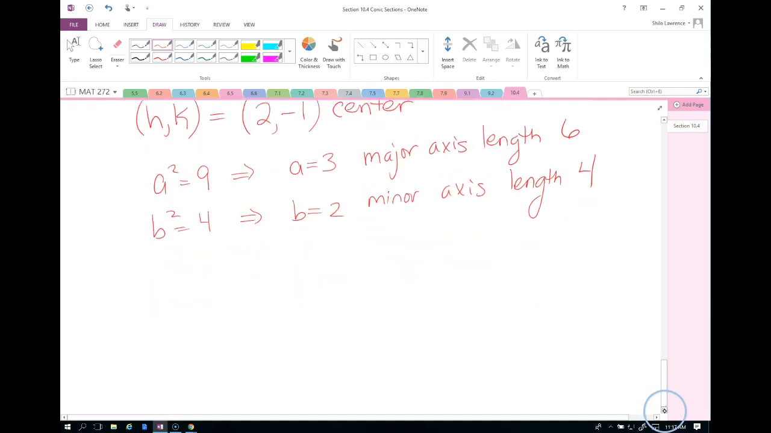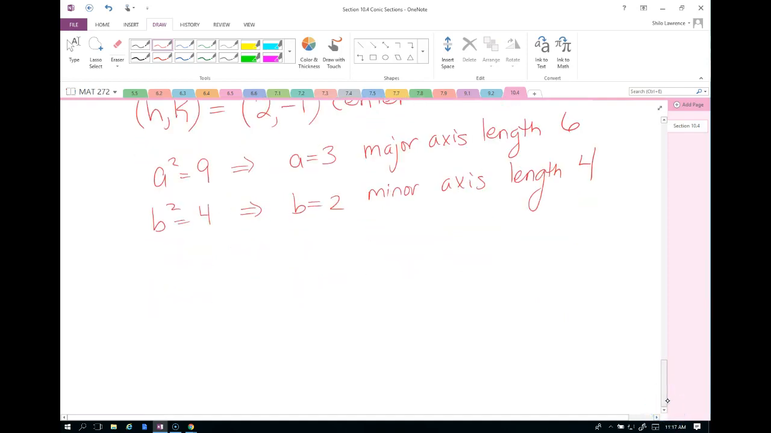And with that information, we can sketch our graph. So we've got to plot the center at 2, -1. Horizontally, we can move 3 units in each direction, three units left and right. And then vertically, we move 2 units up and down.